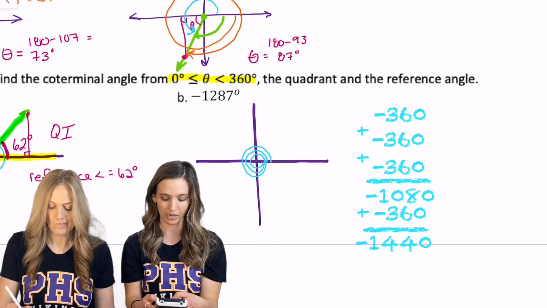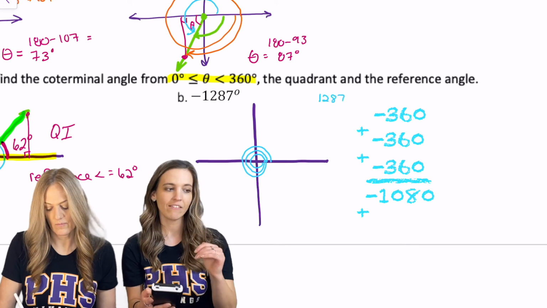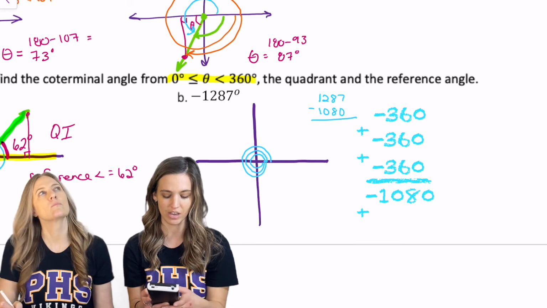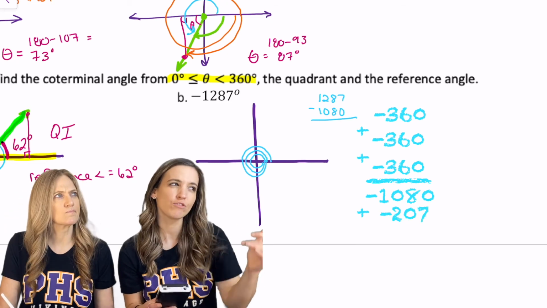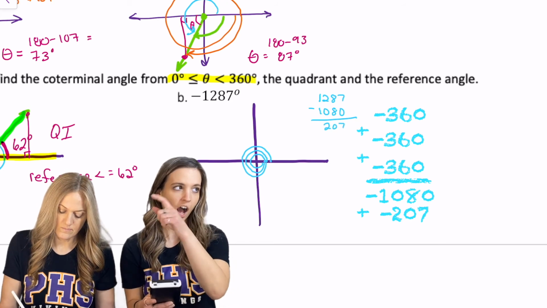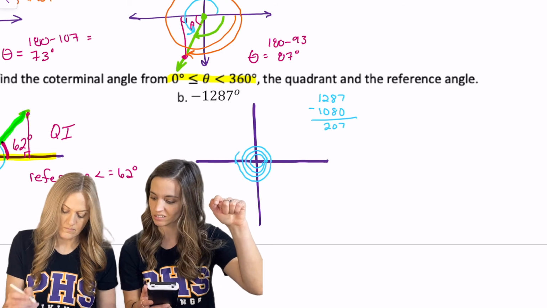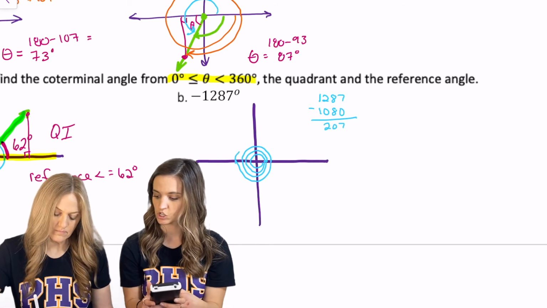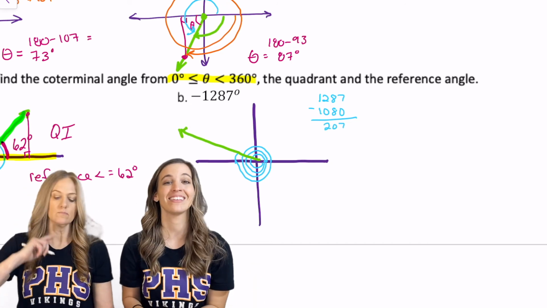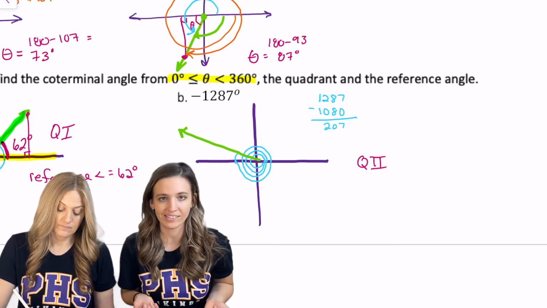Okay, we gotta backtrack, so we'll take back that 360. Okay, so negative 1,080, and I wanna get to negative 1,287. Okay, so I need to go negative 207 degrees more. Well, that would be 180 plus 27 degrees? Yeah. So it looks like we end in the second quadrant. That terminal side's in the second quadrant. Well, we already know our reference angle then is going to be 27 degrees.